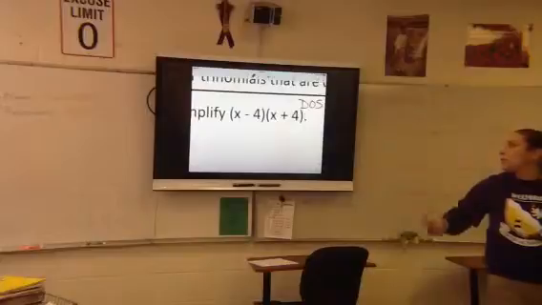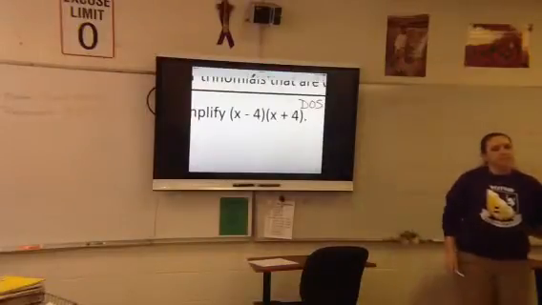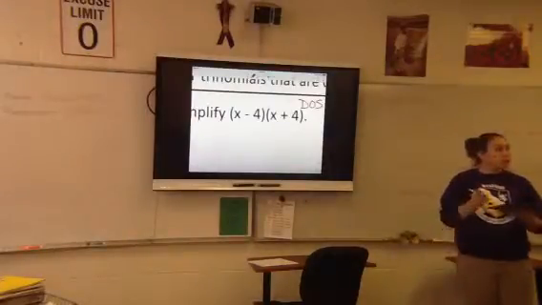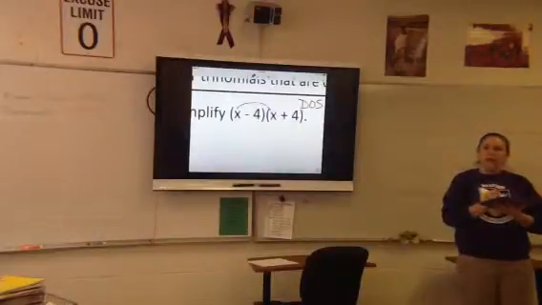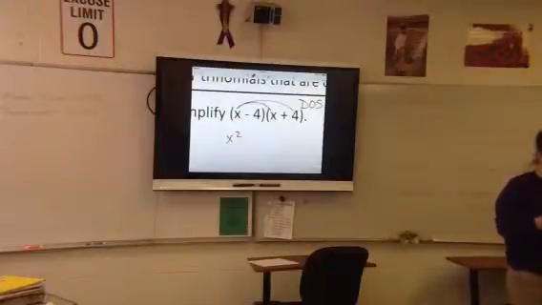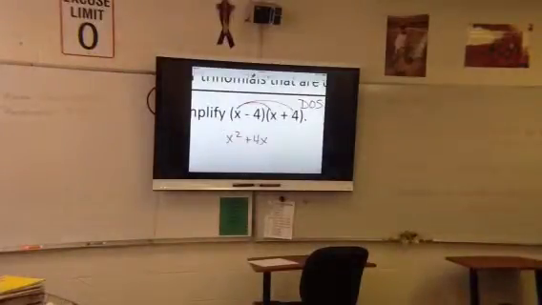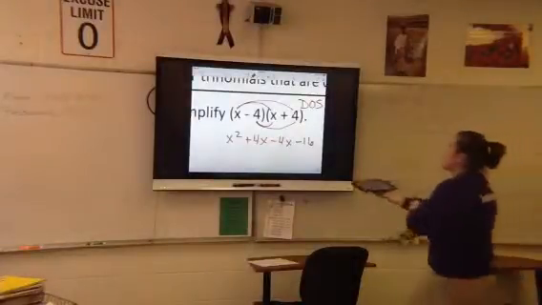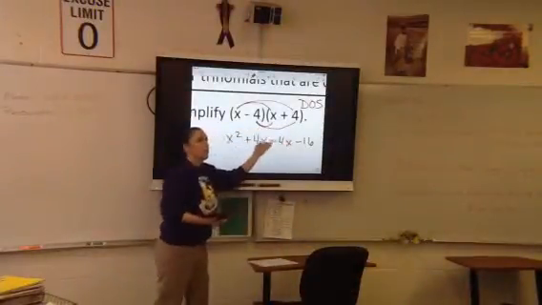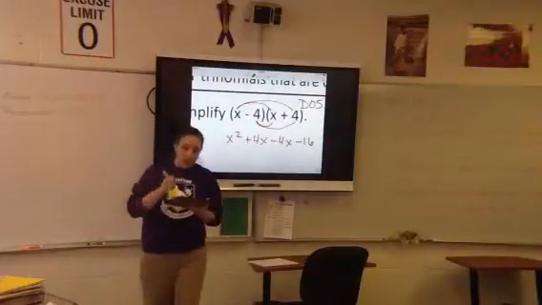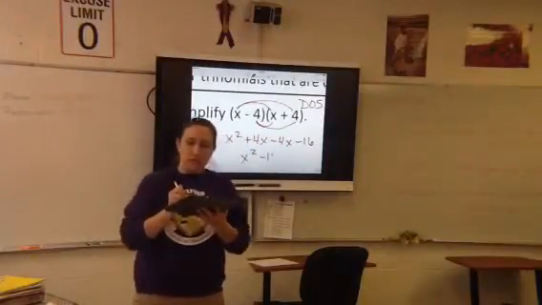On the last test, what did I ask you to do with this guy? To distribute, or FOIL, right? So we would take x times x and get x squared, and x times 4 and get plus 4x. This is just a review of the last test. Then we would distribute the negative 4, so negative 4x, and then negative 4 times 4, and get negative 16. You guys remember that? Okay, so we were FOILing last test. Now what happens right here? They cancel out, and so we got x squared minus 16.